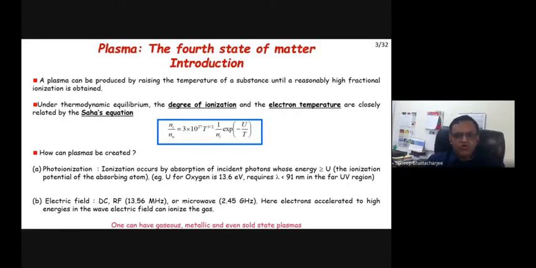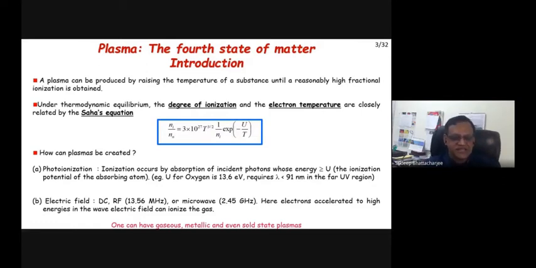Plasma, as we all know, is known as the fourth state of matter. It can be created by raising the temperature of a substance until a reasonably high fractional ionization is obtained. Under thermodynamic equilibrium, the degree of ionization and the electron temperature are closely related by the Saha equation, as we all know. And this is one of the most fundamental equations of plasma physics.